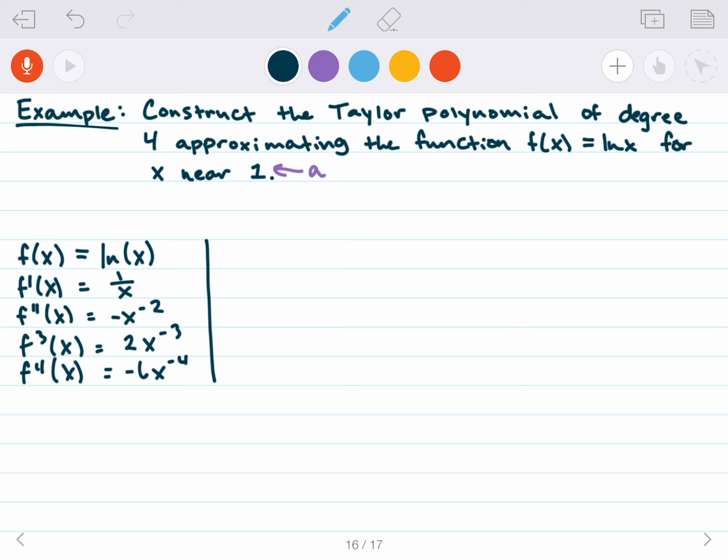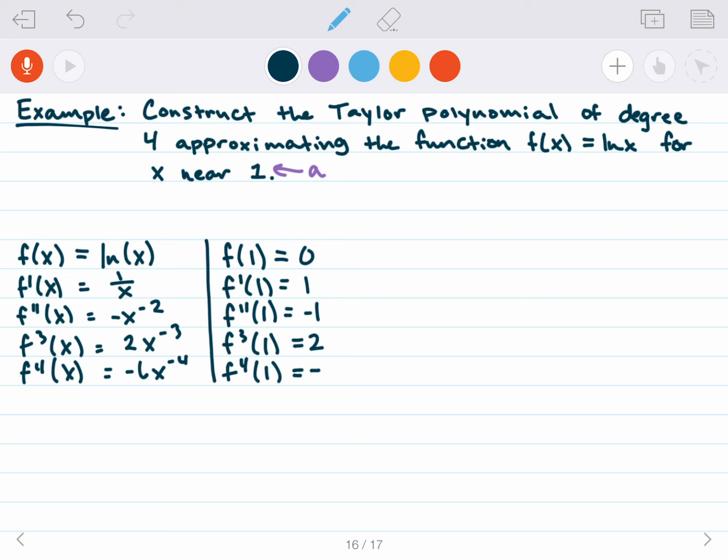So this time, instead of plugging 0 in for x, we're plugging in 1 because that's our a. So f of 1 is going to be ln of 1, which is 0. f prime of 1, 1 over 1, is 1. f double prime of 1 is negative 1. f triple prime of 1 is 2. And the fourth derivative, plugging in 1, is going to give us negative 6.